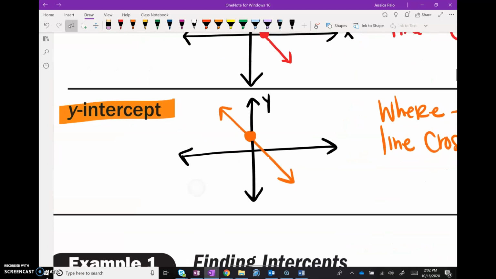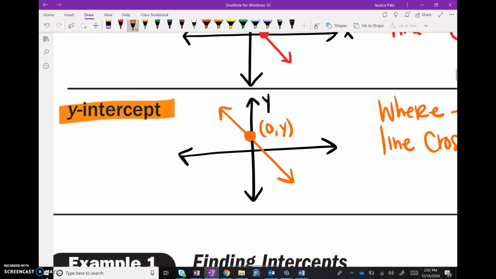For the y-intercept, we went up and down. So we did not go anywhere on the x-axis, which means that our value of x in this coordinate would be 0. And since we don't know the value of y, I am going to represent it using the variable y. So you would plug in your value of the intercept right there for the variable y.